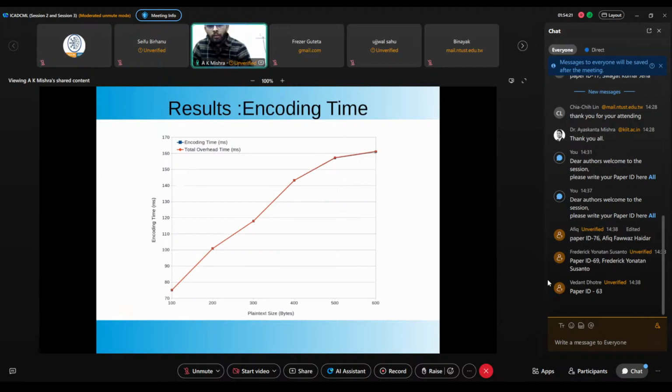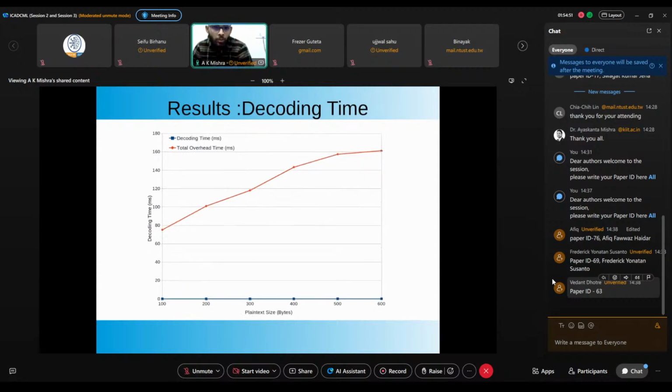After that, we have these graphs, where this is the graph of encoding time versus plain text size. Here we can see that as the plain text size increases, encoding time also increases. It's because we have to traverse through every character of the plain text to encode it, so it is nearly linear. That's why it increases with the plain text size.